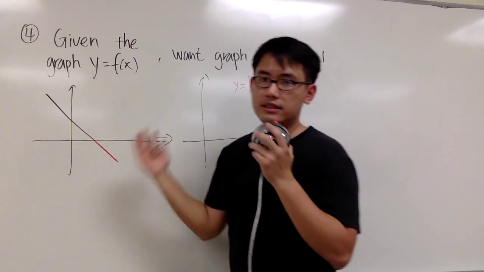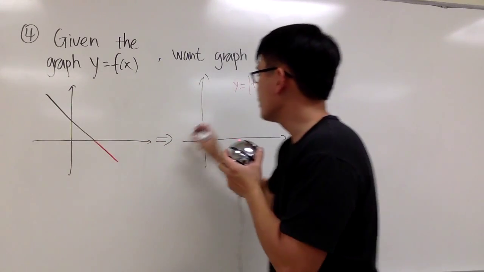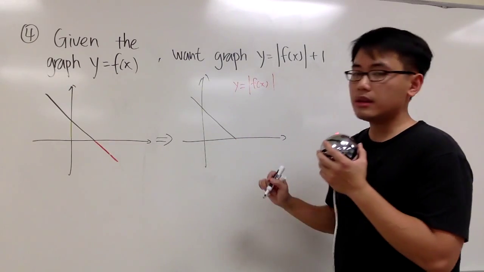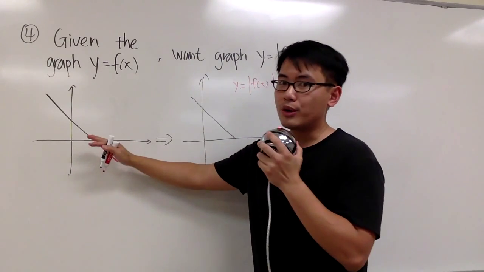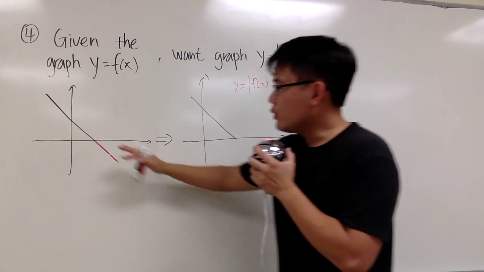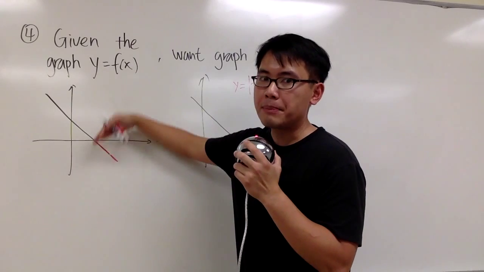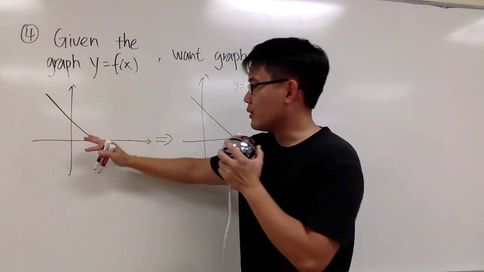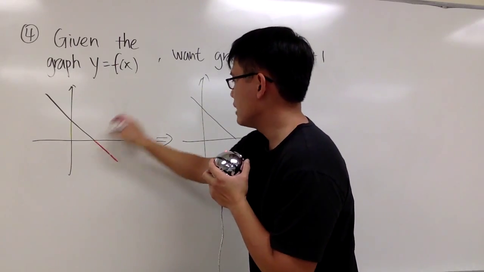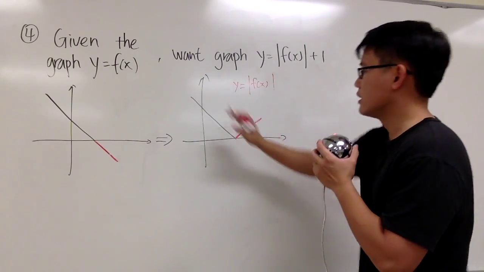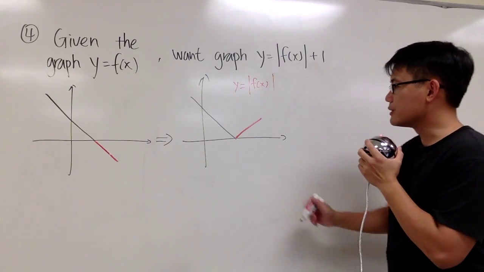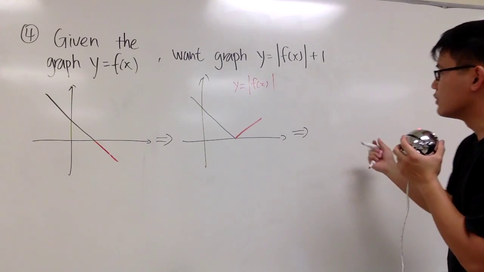The positive part stays the same. So let me just copy down the part in black up to this point right here, right? And then for the negative part, we're going to change that into positive, right? That's what absolute value does. So I will just take this and flip that upside down. That's it. So we flip this about the x-axis. So we'll take this and make it go up like that. So we have this corner kind of shape for the absolute value of f of x. So that's the first part, and then we look at the next transformation.